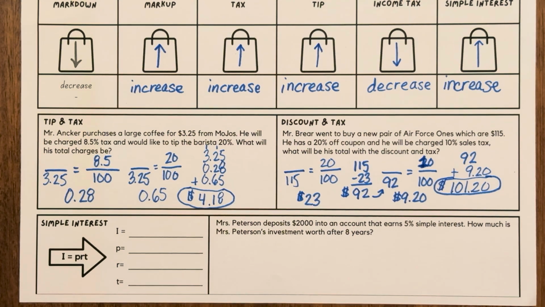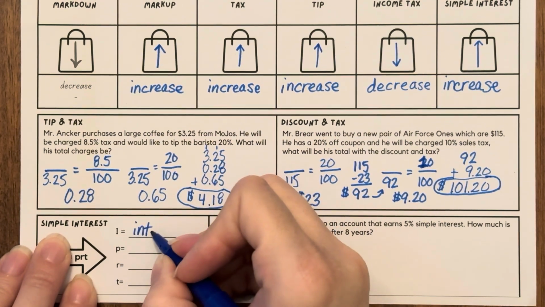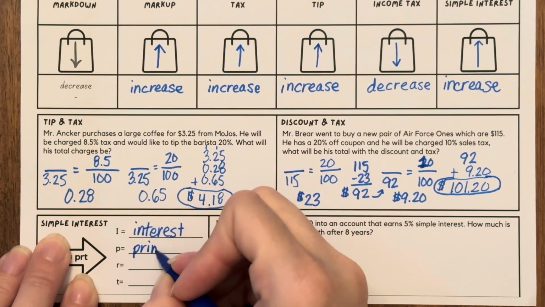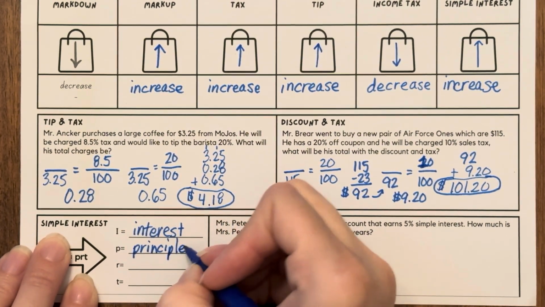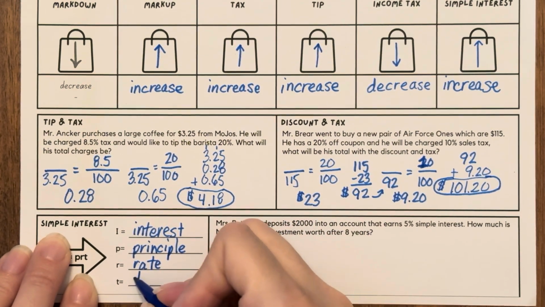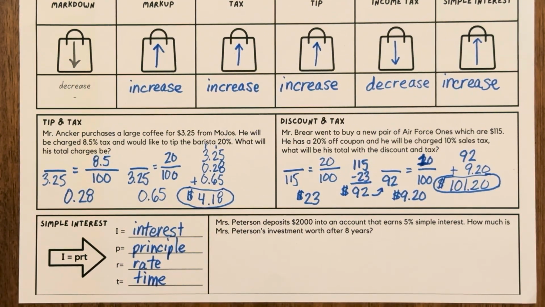All right, let's review simple interest. This is the one that drums to its own beat, okay? So you have interest is the I, principal is the P, R is the rate, and T is the time. Okay, so it says Mrs. Peterson deposits $2,000 into an account that earns 5% simple interest. How much is Mrs. Peterson's investment worth after 8 years?